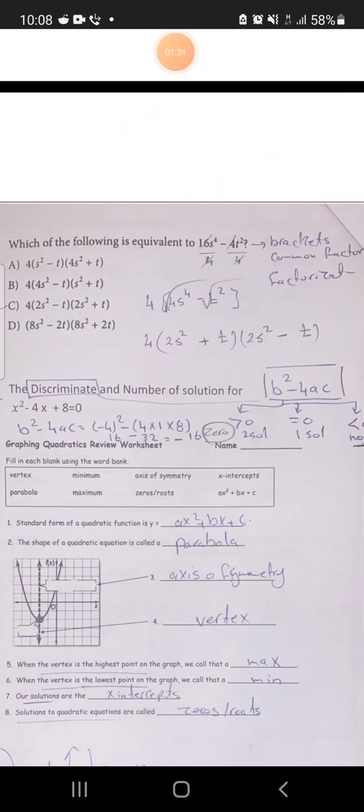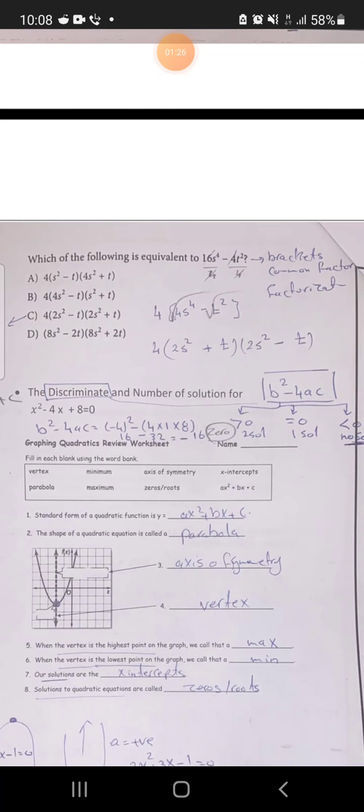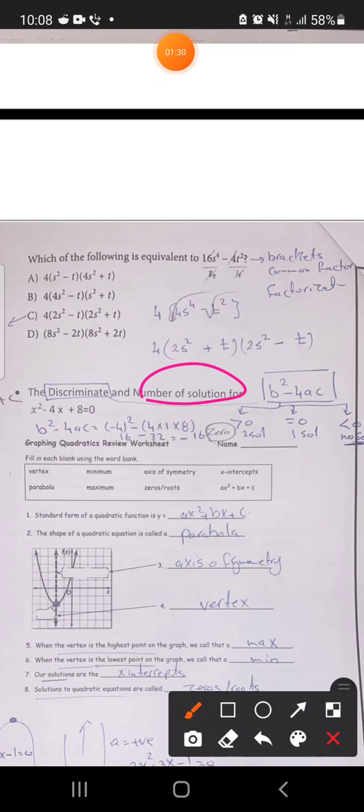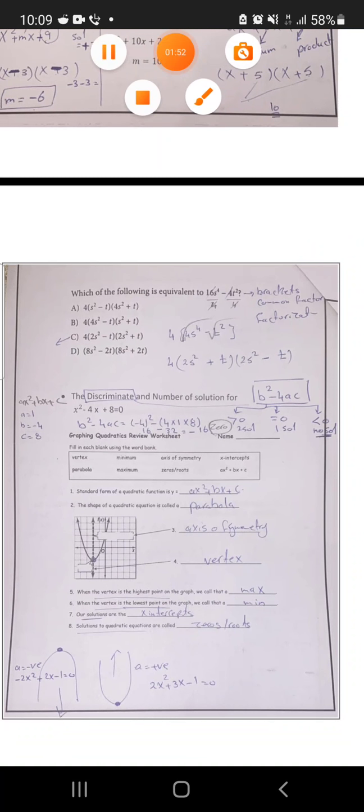Okay. What about the discriminant? What is the meaning of discriminant? Discriminant, or number of solutions, is b squared minus 4ac, right? Here a is 1, b is negative 4, c is 8. When you solve b squared minus 4ac, you have 3 options. Greater than 0, so you have 2 solutions. Equals 0, so you have 1 solution. Less than 0, so you don't have any solution.